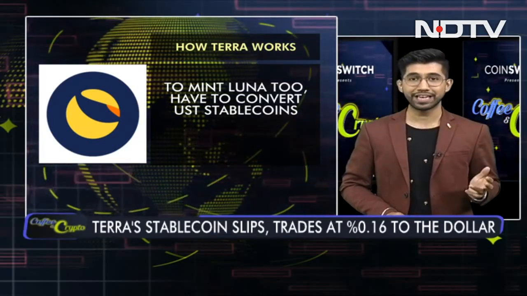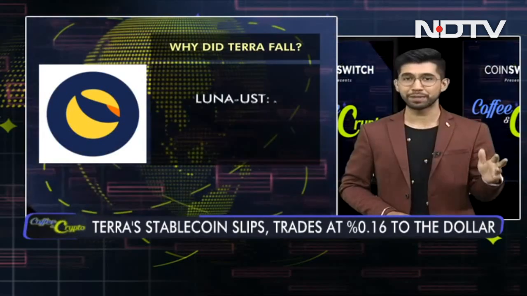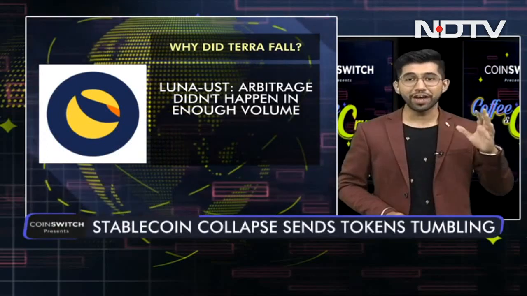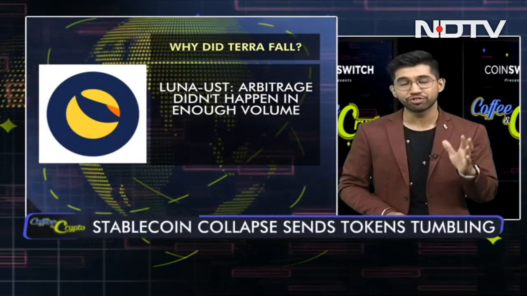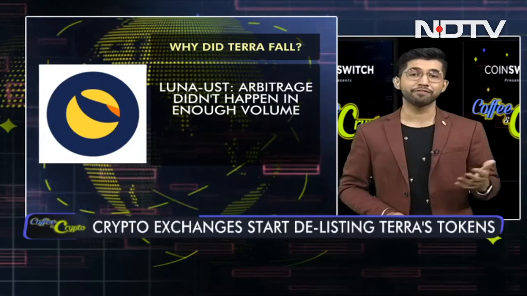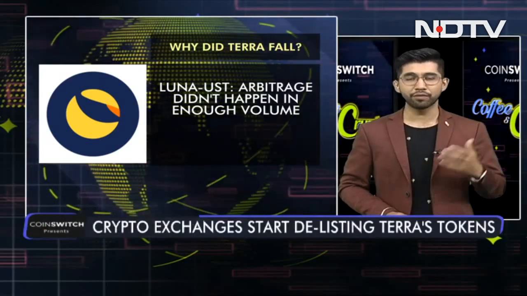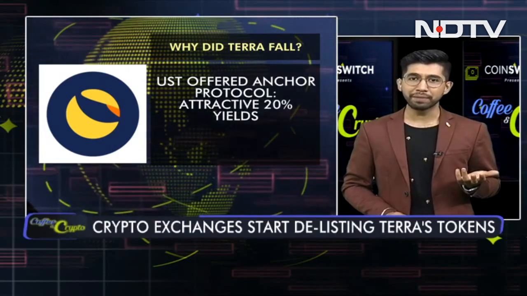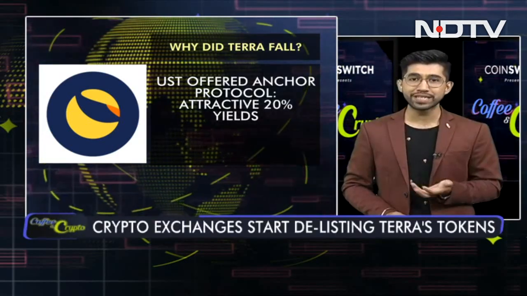Arbitrage is a technique of gaining from differences in the price of crypto. We've covered this in our previous episode. We've done a full explainer also on this. Now, considering the market is already in a bad condition, this flush of investors going for arbitrage didn't happen in enough volume. It didn't happen in the volume that was required. But then, this should have happened to all algorithmic-backed coins. Why did only UST fall?